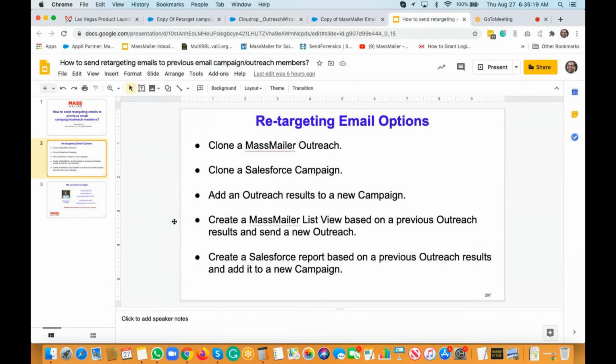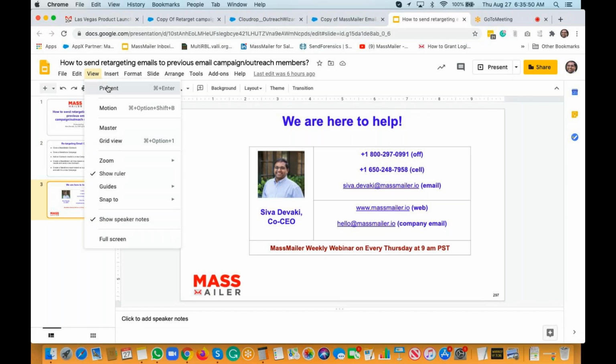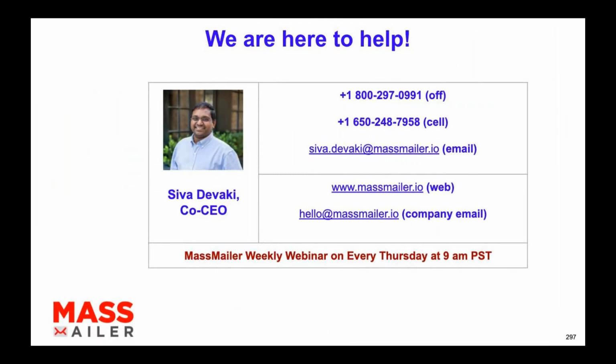So we think we've pretty much covered everything here. So we looked at the clone feature, we looked at how to add the outreach results to a brand new campaign, and also we looked at the MassMailer list view based on a previous outreach result, adding them to a new outreach, and also we looked at the report. So that's how you send out a retarget email. And again, the scenarios could be completely different for everyone. But the fundamentals are the same. So you have various options to send out these retarget emails.